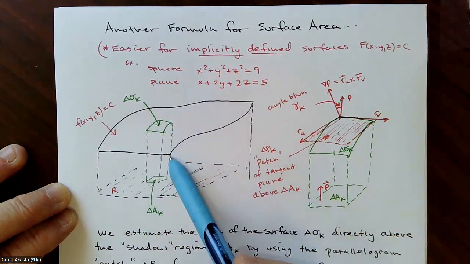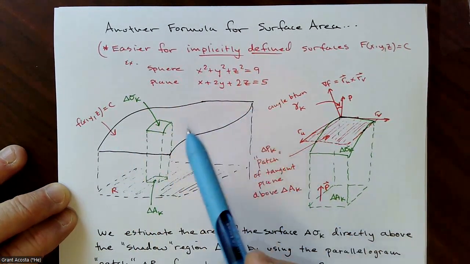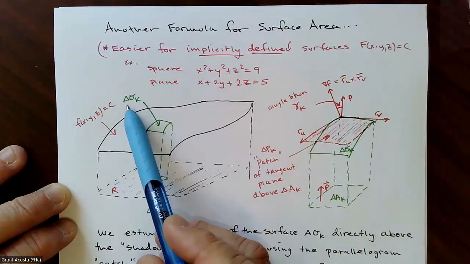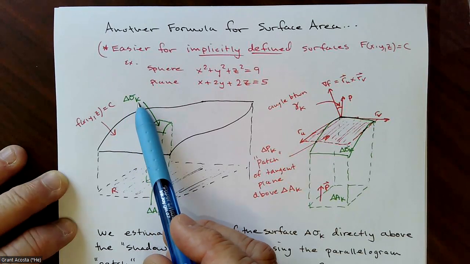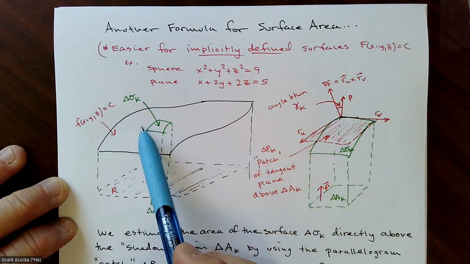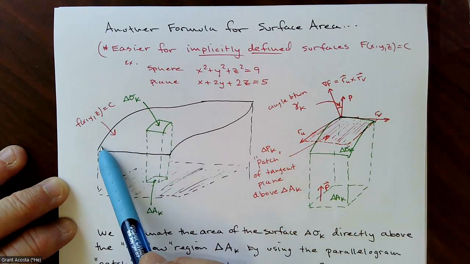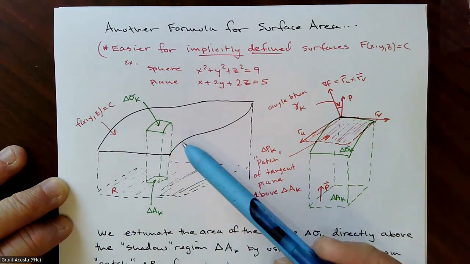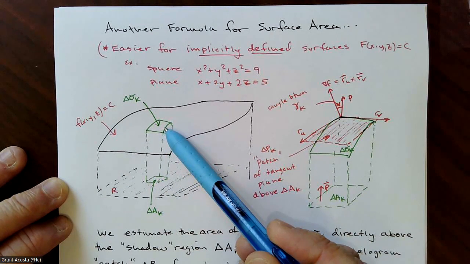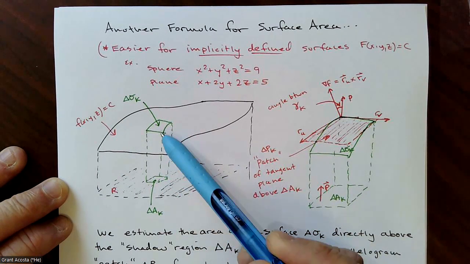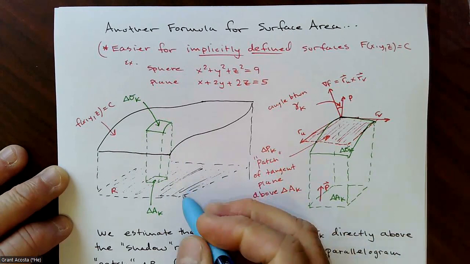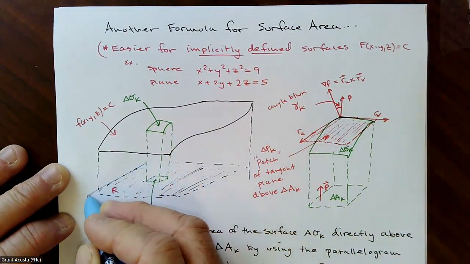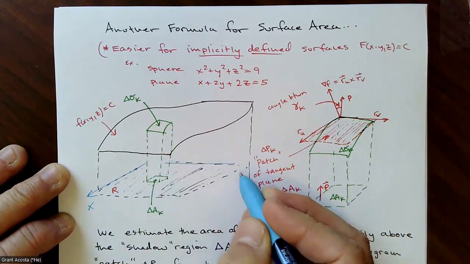So here I have a portion of a surface, and here is a small little increment of that surface. We're going to call that delta sigma sub k. Sigma is surface area, a small little bit of surface area. There's our surface, f of x, y, z equals c. And the idea now is if we look at the projection of that surface down, let's say this is the xy plane, maybe this is x, this is y right here.